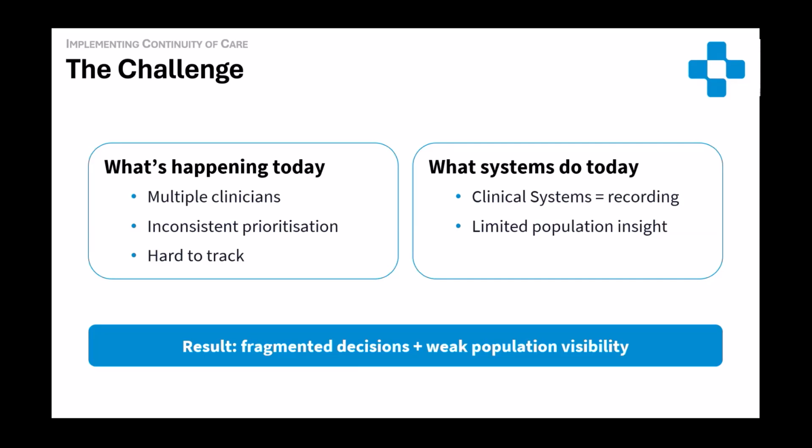Most practices already try very hard to provide that continuity, but it is often quite informal. The challenge with that is that you don't have a consistent way to prioritize those patients. It can be really difficult to track that across a whole practice. And clinical systems alone don't give you that full picture. They're excellent at recording the information, but not measuring continuity at scale.